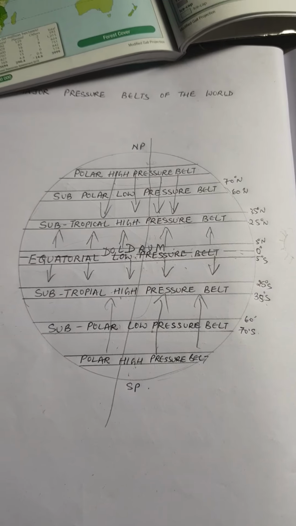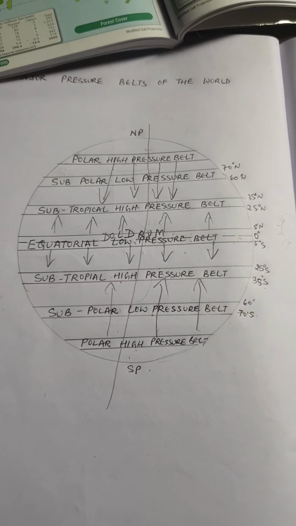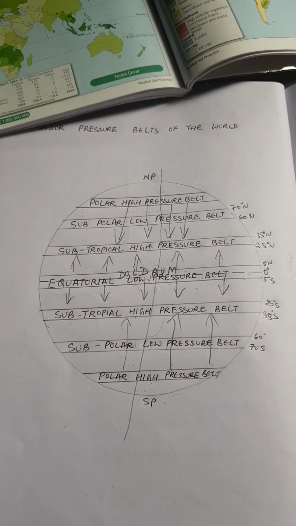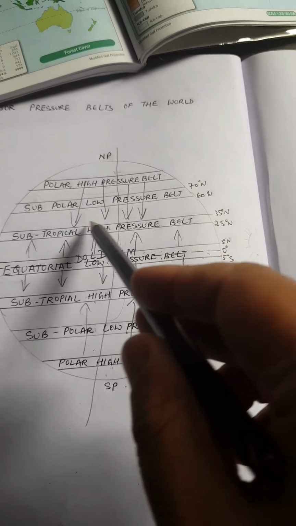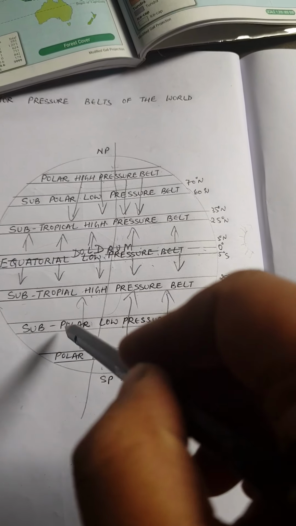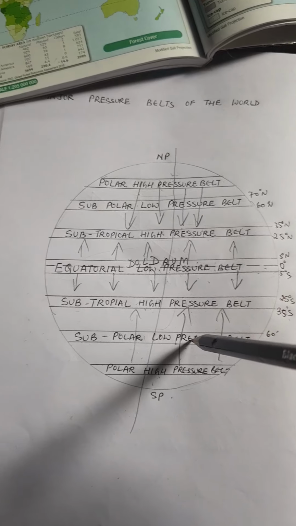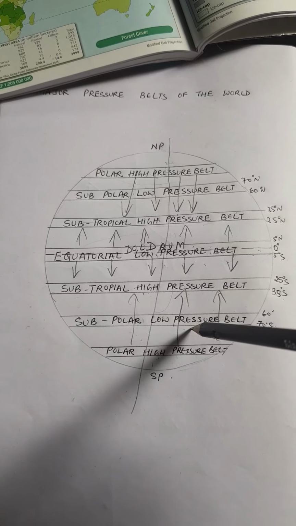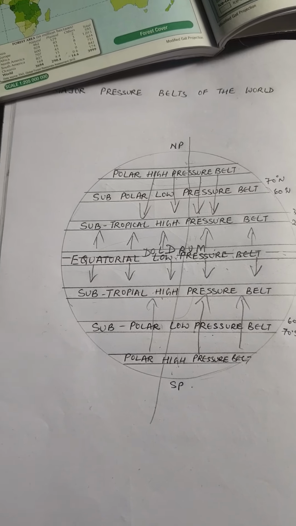This subtropical high pressure belt is also called the belt of calm. There is also no horizontal movement of the air here, there is only vertical movement of the air, and in the absence of wind over here, the region remains calm.